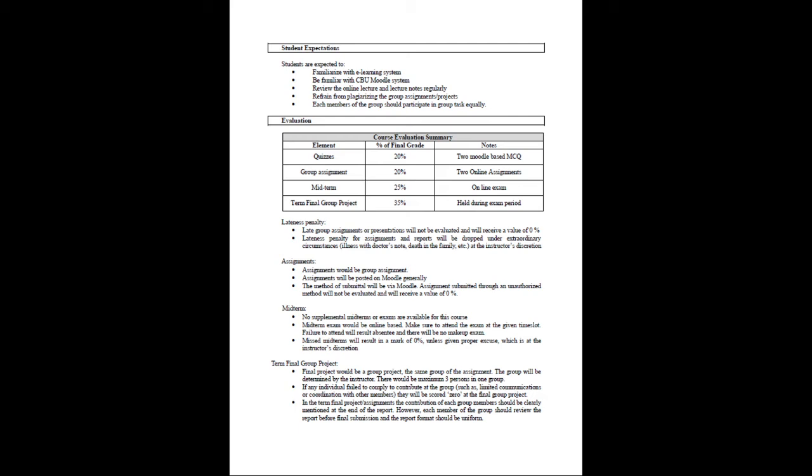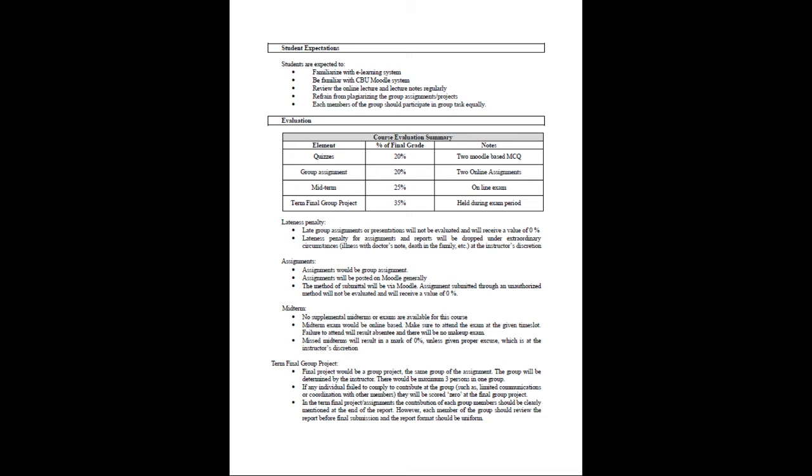Okay, so the midterm, there will be no supplemental midterms or exams. Okay, there will be no supplemental exams. So you have to attend the exam, and it would be online based. So make sure that at the given time slot you can attend quizzes, midterms, and everything. That's why it is important that we have this synchronous way of classes. Okay, so this is very important. Now if you fail to attend, then there will be no makeup exam. Okay, so please remember that.